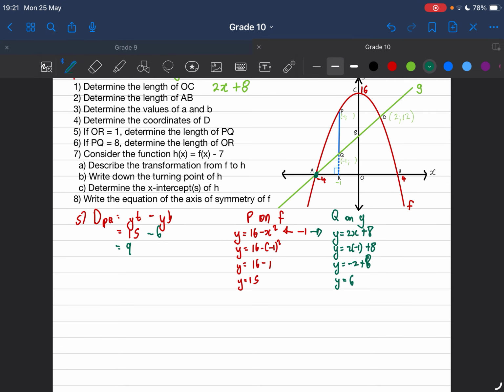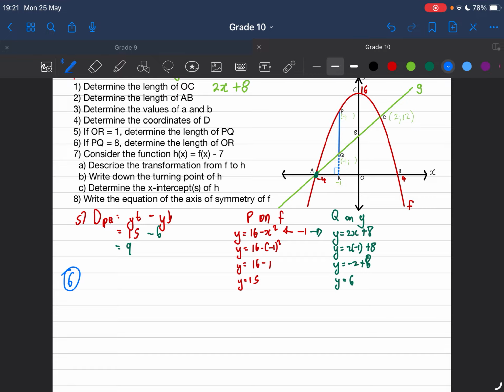Now, number 6. Number 6 says if PQ equals 8. So now PQ is this distance. So they're giving you the distance between the y values of the graph. Determine the length of OR. So what they're asking you basically is, remember how if we had OR, we had the x coordinates? So all they're asking is what's the x coordinates at those 2 points if the distance between them is 8 now. So how do you do that?